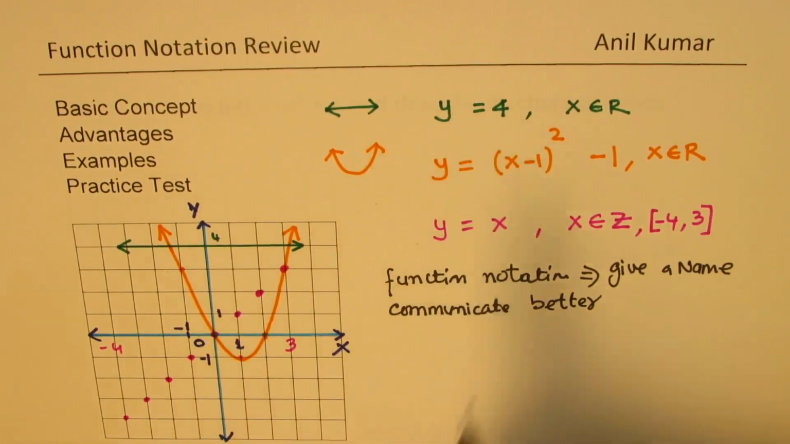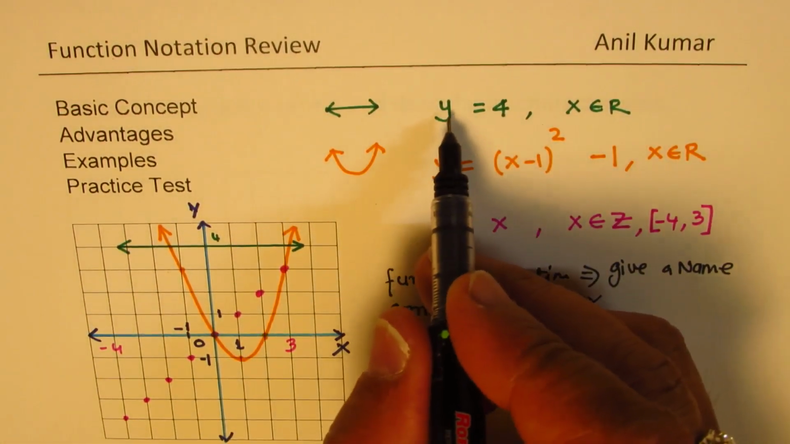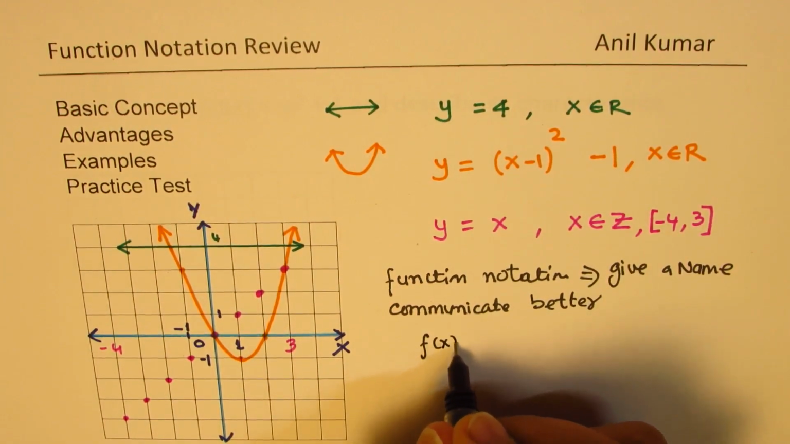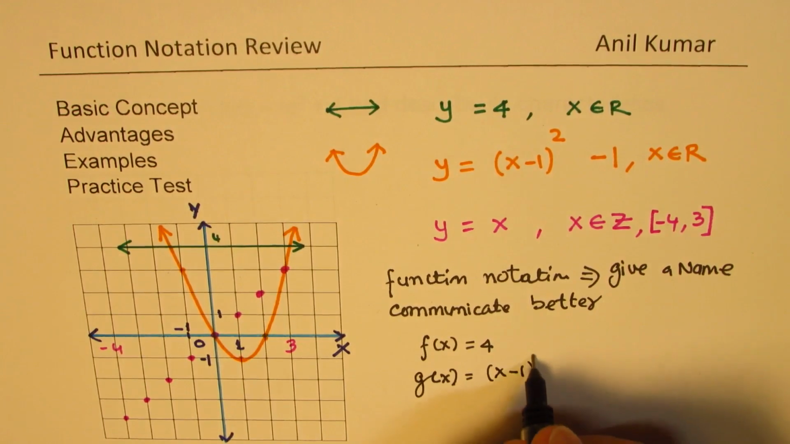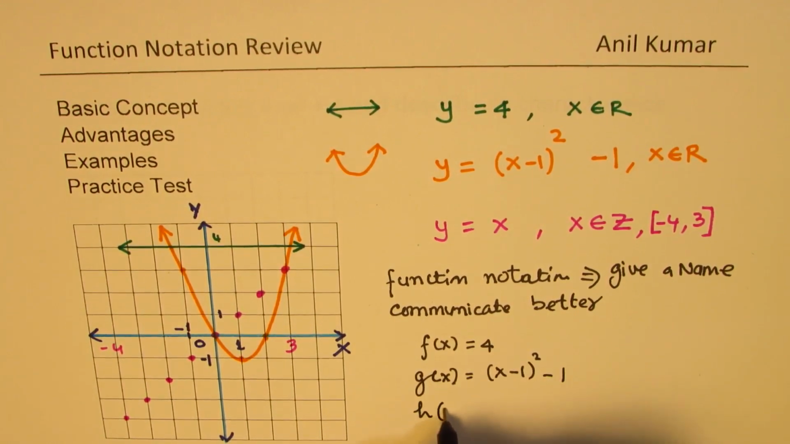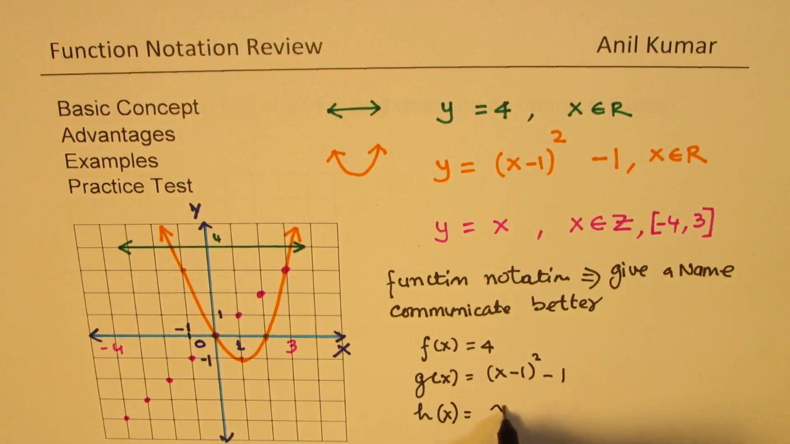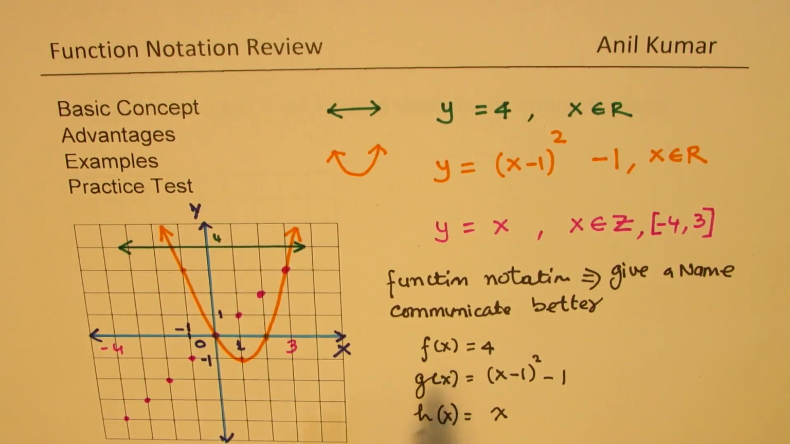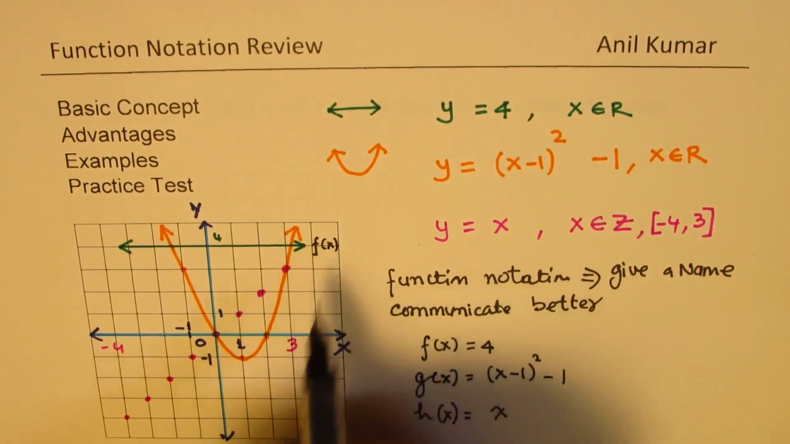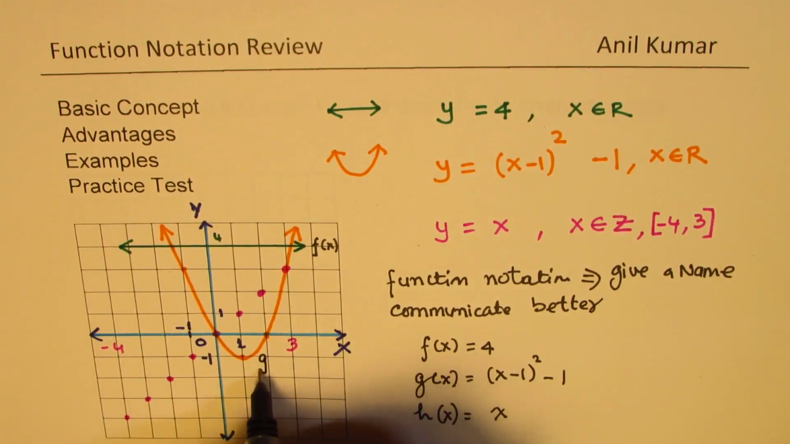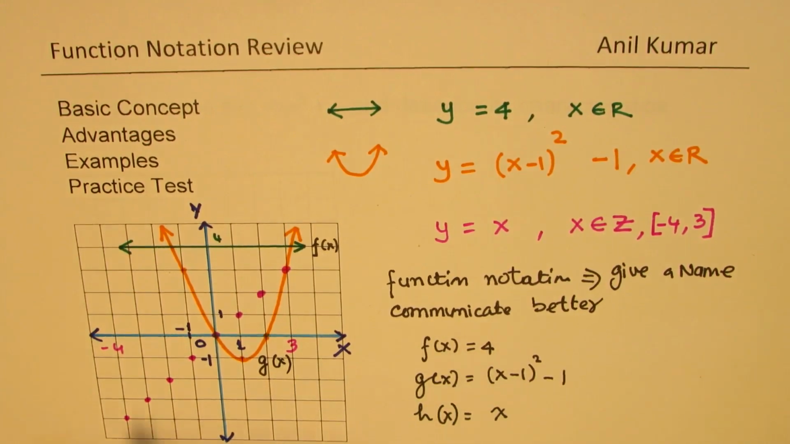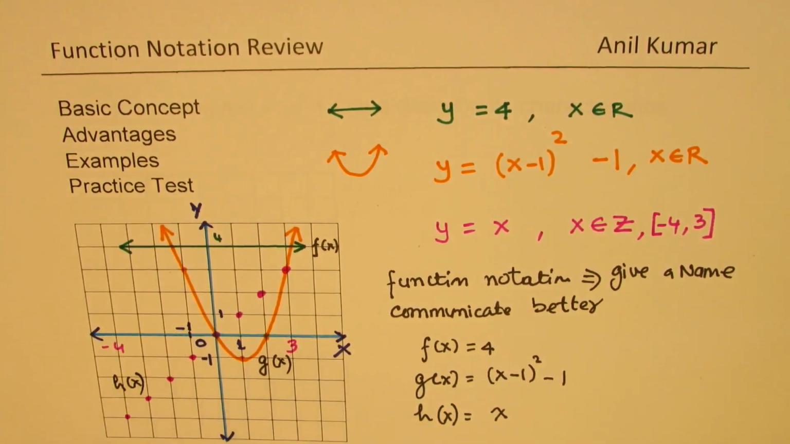We could call the first one as, for example, we can say, let that be f of x equals to 4. The second one, let's give the name as g. So g of x equals to (x minus 1) whole square minus 1. And let's say h of x equals to x. So now we have 3 different functions. We have given them names, and we are calling this function as f of x. The second one, which is a parabola, we are calling this one as g of x. And the third one, we are calling this as h of x.